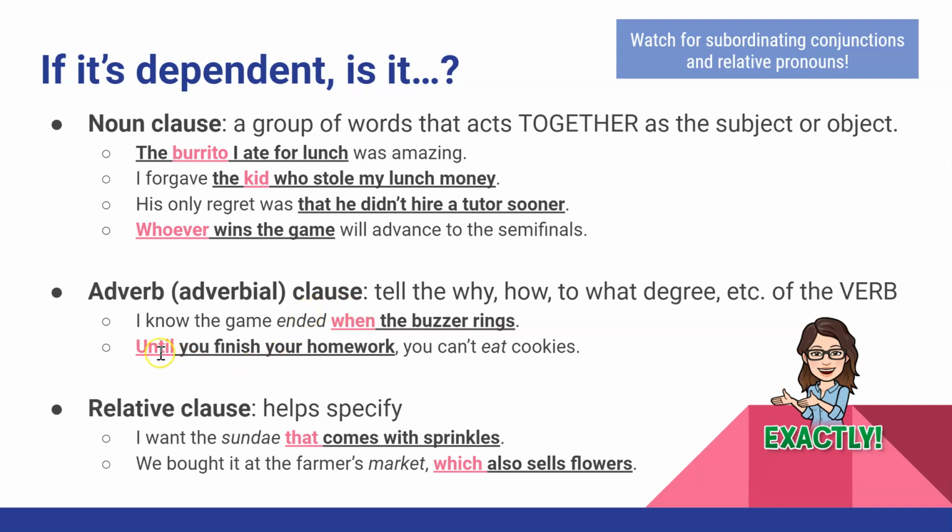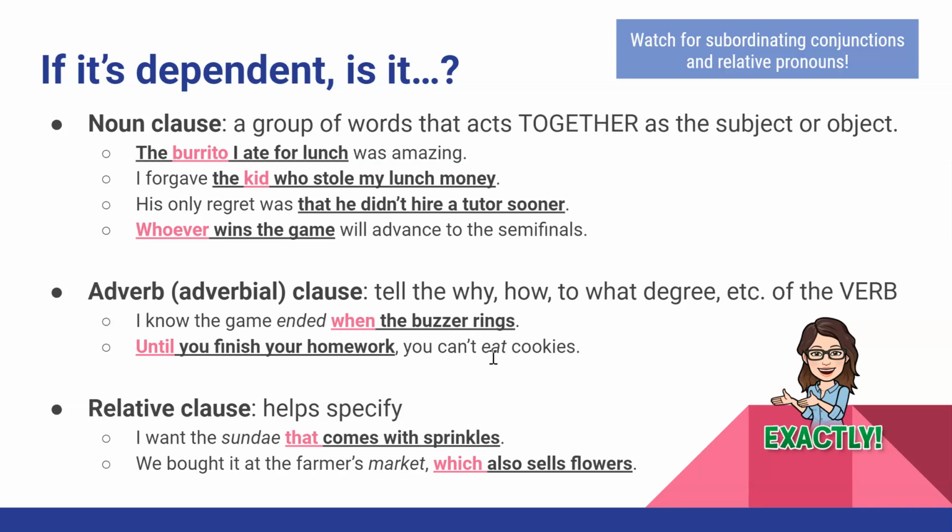Now, here's the second example of a dependent clause. It starts with an adverb that clarifies when I can eat. Eat is my main verb of the sentence. Okay, when can I eat the cookies? Not till you finish your homework. So when you're looking for an adverb clause, you basically have to find your main verb first and make sure that this dependent clause is connected to it or makes sense with it.